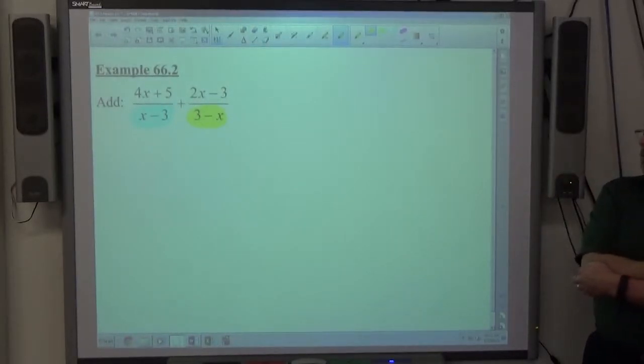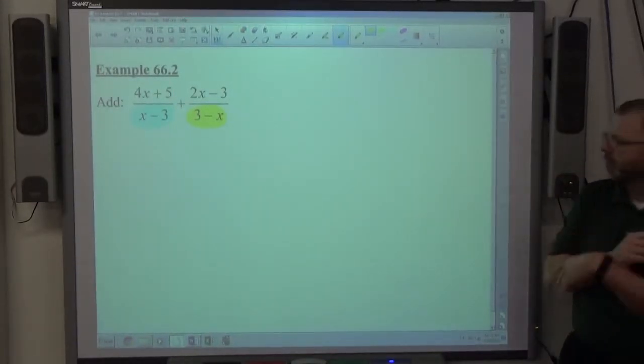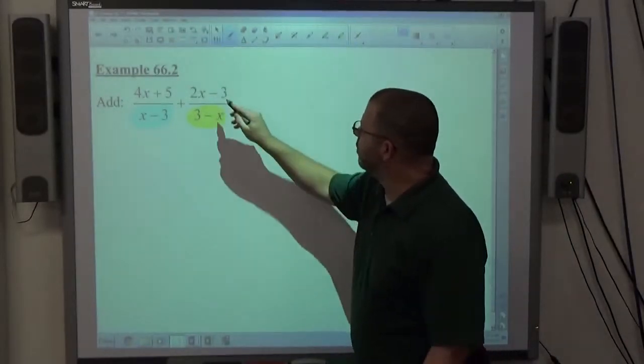Which one do you guys like better? The green, the blue, or the yellow? The blue. Okay. I like the blue. All right, we'll keep the blue the same. So we're going to modify this fraction.